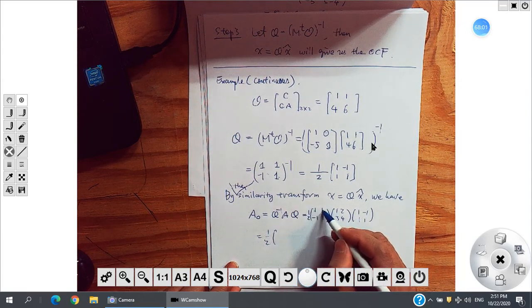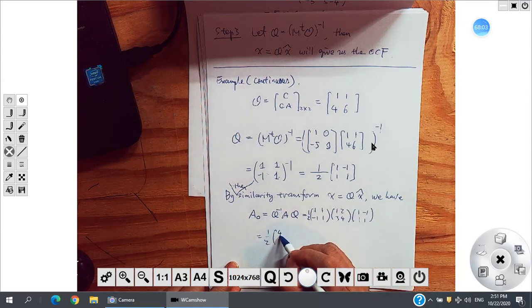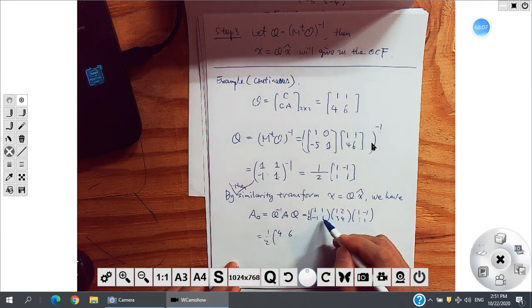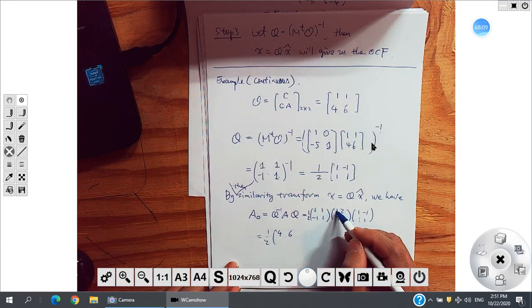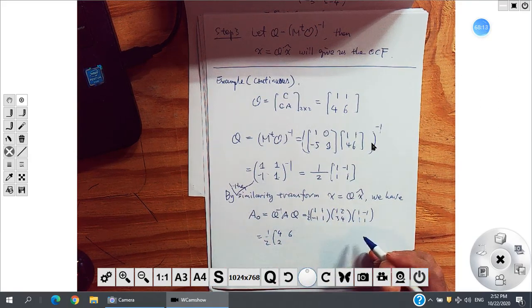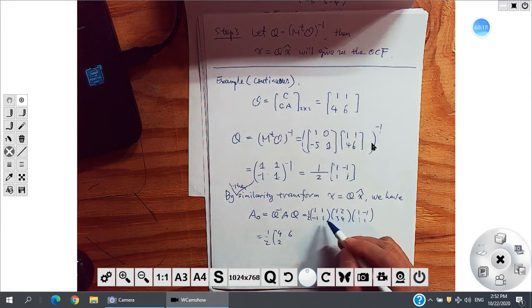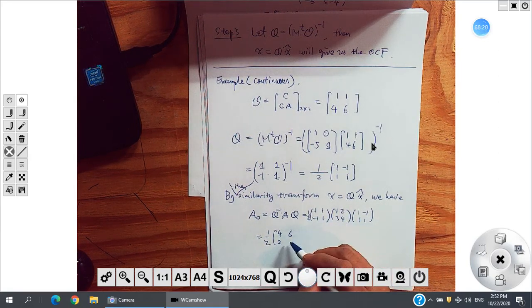1, 1 times 1, 3, I get 4. 1, 1 times 2, 4, I get 6. -1 times -1 and 1, 3. I have -1 plus 3, that is 2. And then -1 times 2 plus 1 times 4, I have -2 plus 4. -2 plus 4 is also 2.